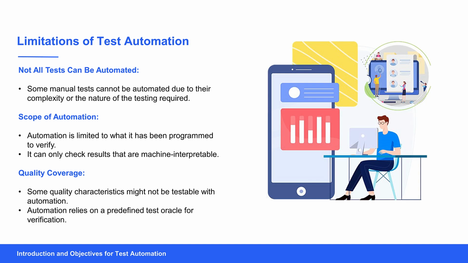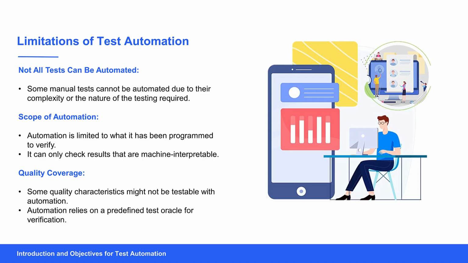Finally, let's take a look at some of the limitations of test automation. First off, not every test can be automated. Some tests are just too complex or require human intuition and judgment that automation can't replicate. For example, testing the user experience or assessing visual aspects of an application are areas where human testers still have the upper hand. Another limitation is that automated tests can only check what they've been programmed to check. They're like a finely tuned machine, efficient but only within the scope they've been given. This means that if something unexpected happens outside that scope, the automated tests might miss it.